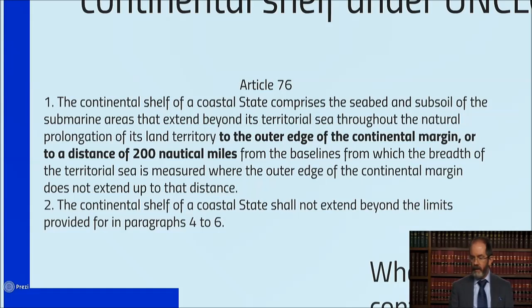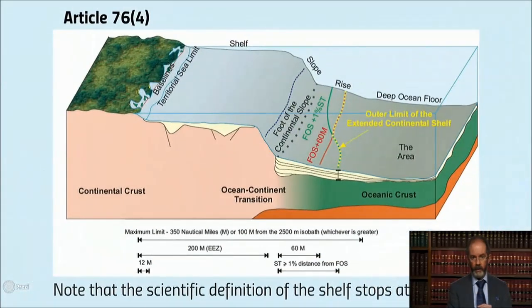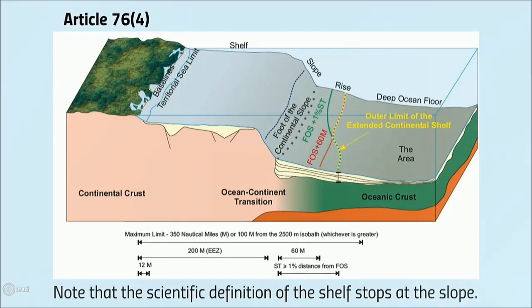Now, the continental shelf is then subject to a range of limits found in paragraphs 4 to 6. So we have this general definition, the outer edge of the continental margin. But the question is, what does that mean? So the continental margin may mean something different to a scientist than to a lawyer interpreting the Law of the Sea Convention. And paragraphs 4 to 6 set out effectively a mixed scientific legal formula for where the continental shelf should end. And here is a diagram that's quite useful in this respect.